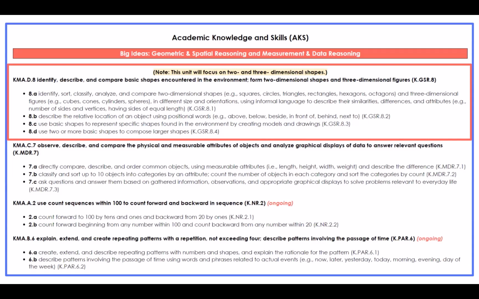When it comes to our work with 8D in Unit 4, our focus is going to be how can we take those 3-dimensional shapes and put them together and compose a larger figure. We will not be using 3-dimensional shapes to make a new 3-dimensional shape like we did with our 2-dimensional unit in Unit 2.